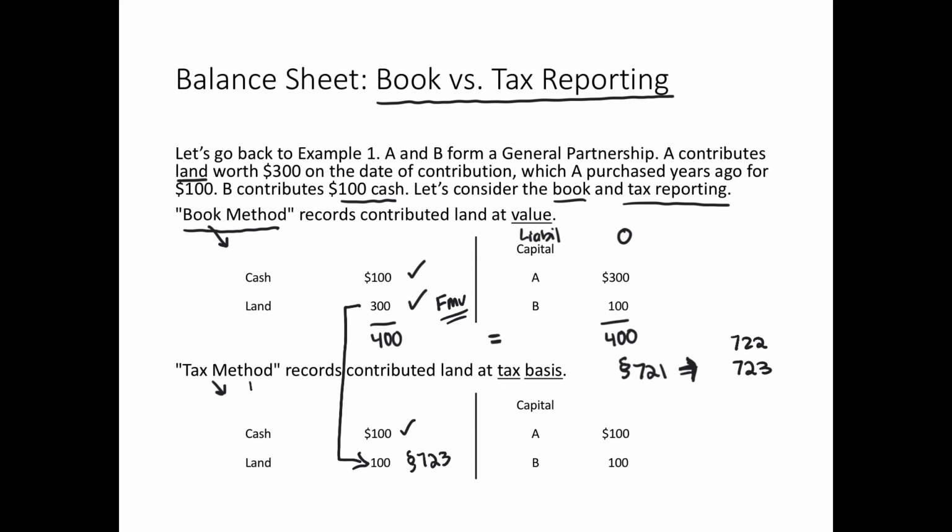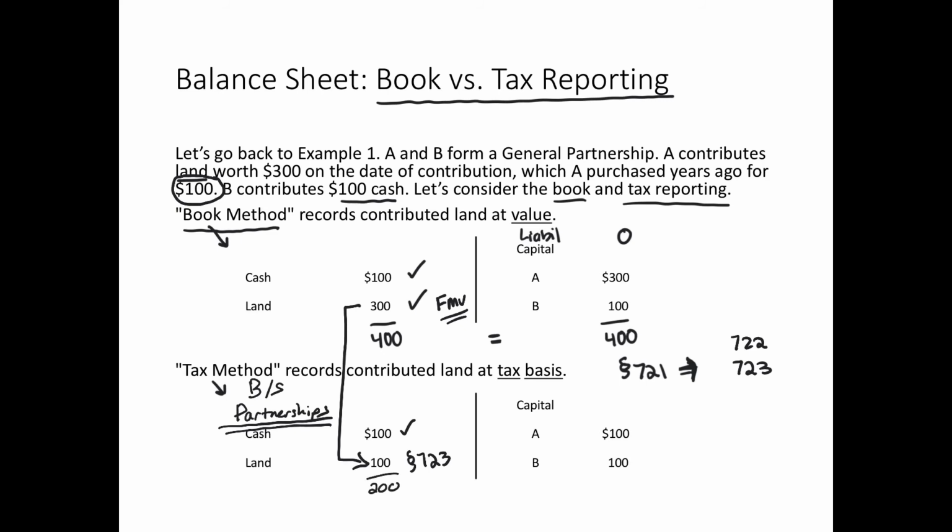But for tax purposes, under Section 723, the inside basis of the land to the partnership, because again, we're doing the balance sheet. So this is what it looks like for the partnership, not the partners. We're reporting the partnership's balance sheet. From a tax standpoint, under Section 723, we had no gain or loss under 721. We carry over the basis. That's what A purchased it for, $100 years ago. That's A's basis. It rolls over. Okay? And that gives us a balance of $200.